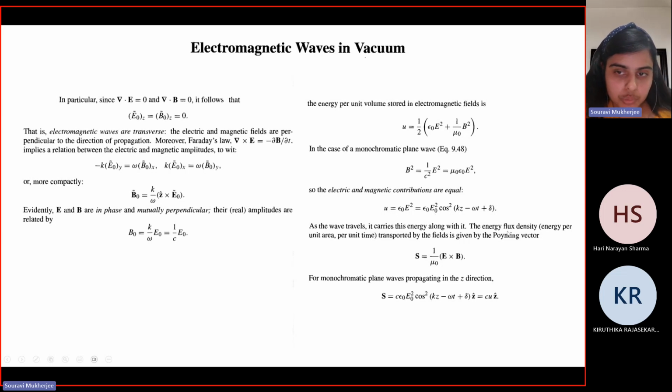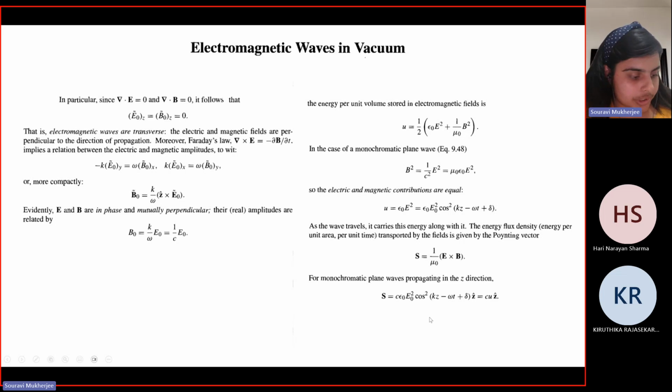If you want to find the energy flux density, that is given by the Poynting vector. It's important that when you do E cross B, you get the direction along the propagation direction. So that means your energy flux density is propagating along the direction of your wave. As the wave is propagating, it is taking the energy with it. That energy flux is given by the Poynting vector, which is E cross B by mu naught.